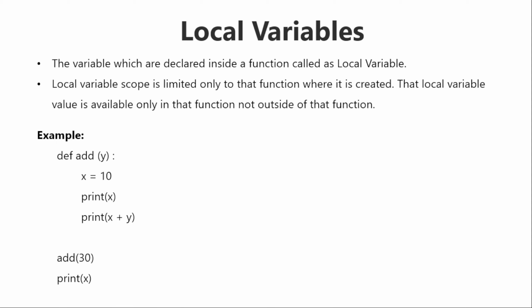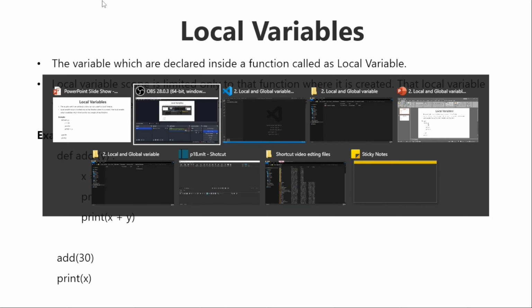In the example, we have created def add of y where x is equal to 10, print x plus y. Here x is equal to 10 is a local variable and we are printing within the function, accessing the x value within the function by performing an operation x plus y. When you run the function add, you get an output. But if you try to access the local variable outside the function, you will encounter an error. So let us see how this works in the code.